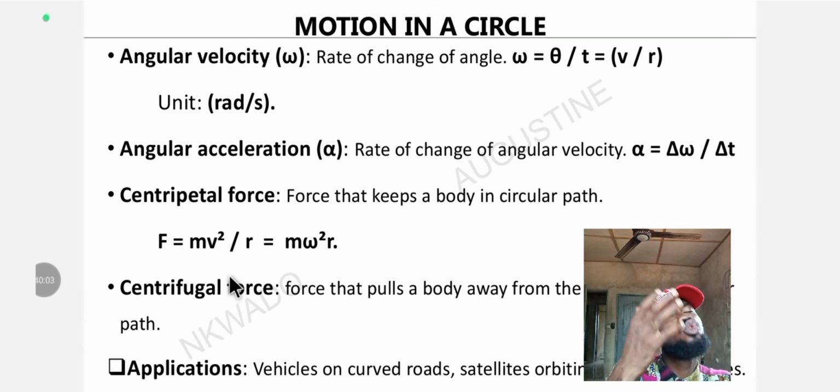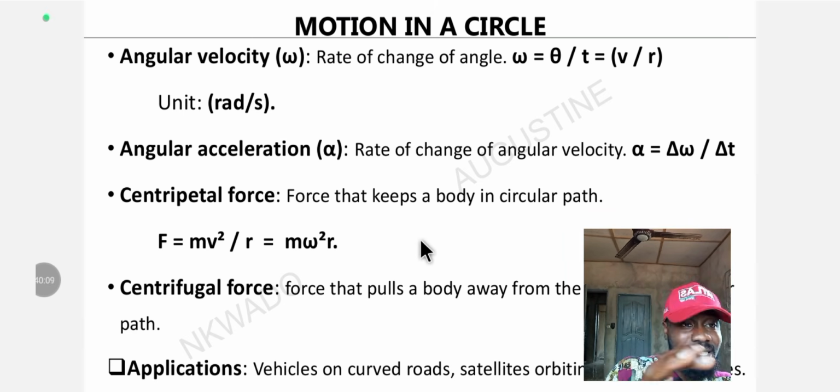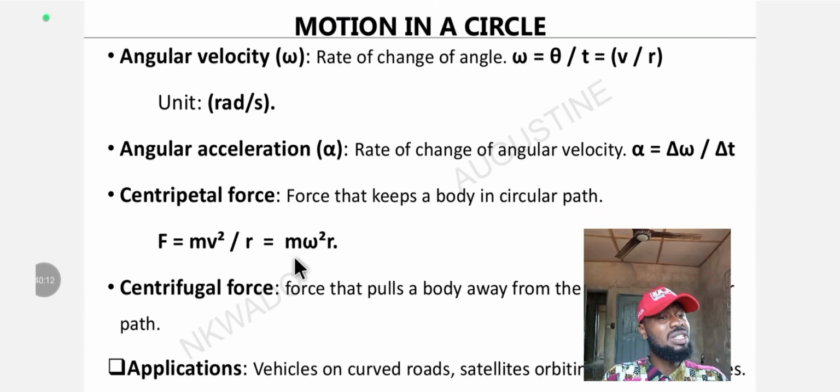The formula you are going to use to solve for centripetal force depends on what you are given as parameters in the equations, okay? So what you are given is going to determine it. That's why you need to know the two formulas. All these are small formulas now.